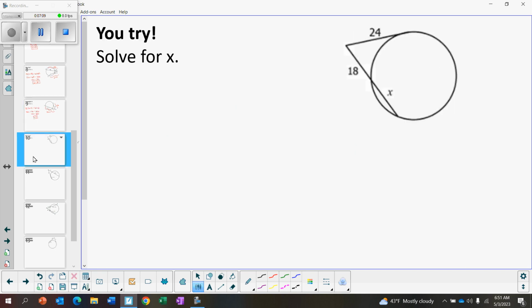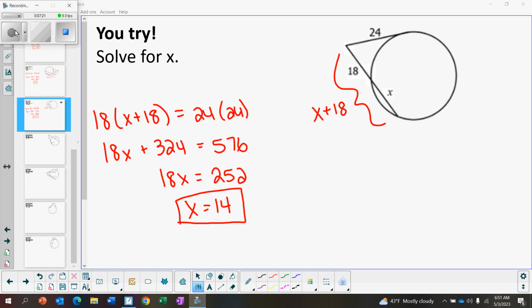You go ahead and try the next one. Pause. When you're ready to see the answer, hit play. All right, so outside was 18, whole thing was x plus 18, outside was 24, whole thing was 24. So we end up with x equals 14.